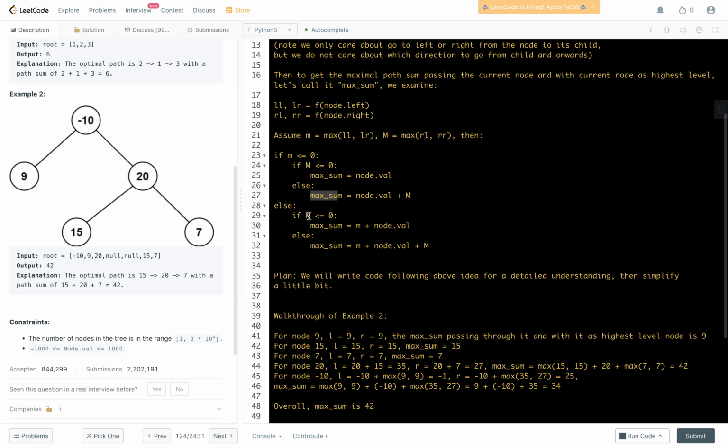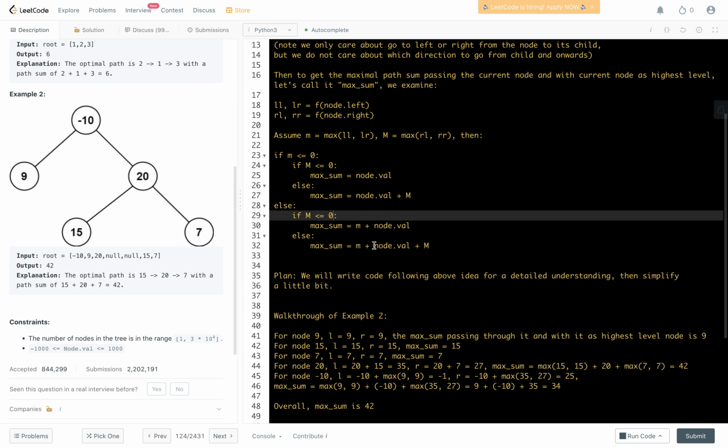So in this case, for sure, we can move to the left. We are going to check if we can move also to the right according to the sign of capital M. First, if capital M is not positive, then we can go to the left only, right? So the maximum sum will be little m plus node value.